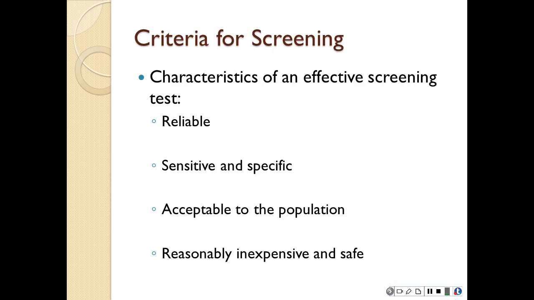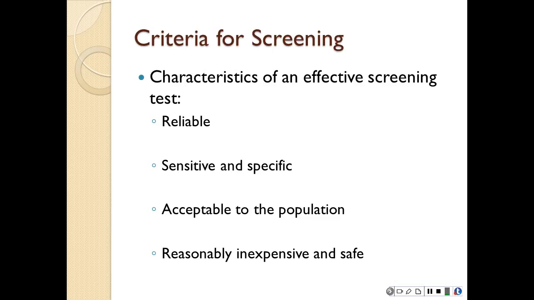And then finally, it needs to be reasonably inexpensive and safe. So it doesn't matter if you have this fabulous screening instrument, if it costs $1,000 for every single person you administer it to, that's not going to be a very cost-effective or efficient mechanism for determining the health of the population. And you also don't want to expose asymptomatic individuals to a bunch of unnecessary risk when the benefit might not be that great.